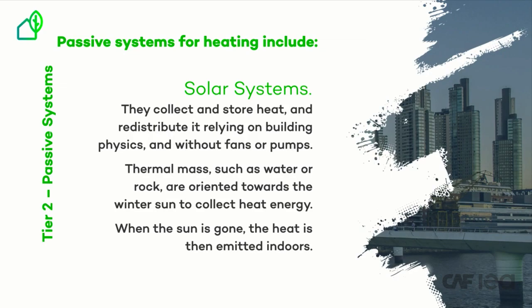Direct gain passive solar systems are useful in cold climates. The systems are placed on the facades of buildings facing the sun, so south in the northern hemisphere or north in the southern hemisphere. The greenhouse effect allows the transfer of shortwave radiation, while the heat generated indoors, which is longwave radiation, is trapped indoors.